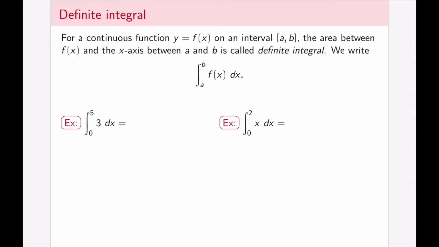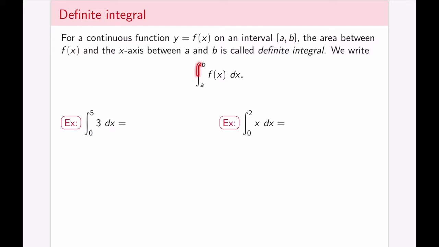In this lecture, we're going to familiarize ourselves with the most basic definition of definite integral. And here it is. For a continuous function, which must be continuous, on an interval from a to b, the area between the graph of the function and the x-axis between the values of a and b is called a definite integral. And this is a shorthand notation that we use for it.